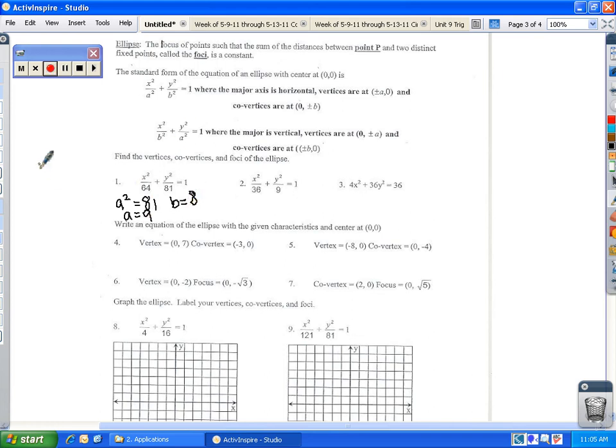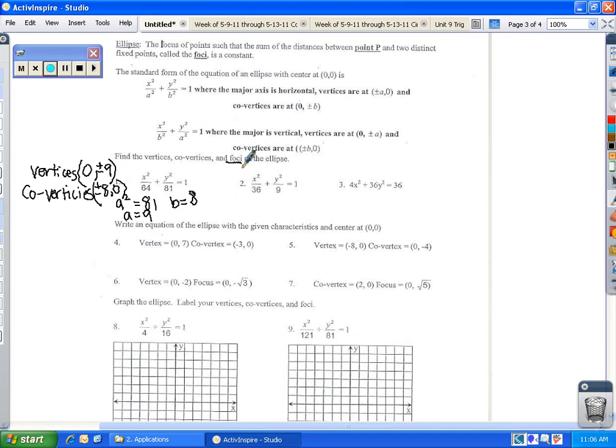Therefore, my vertices are going to be associated with a. And again, a is 9, and in this case, a is associated with y because of the bigger number. So therefore, I know my y value is going to be the 9. So my vertices are at 0, comma, plus or minus 9. Okay, so 9 up and 9 down are going to be my two major vertices. Then my co-vertices are going to be the b values. So my co-vertices are going to be plus or minus 8, comma 0, because b is equal to 8.